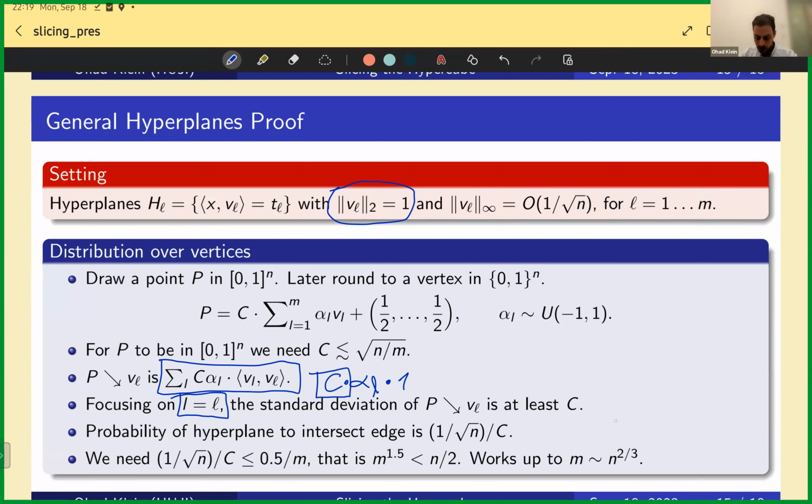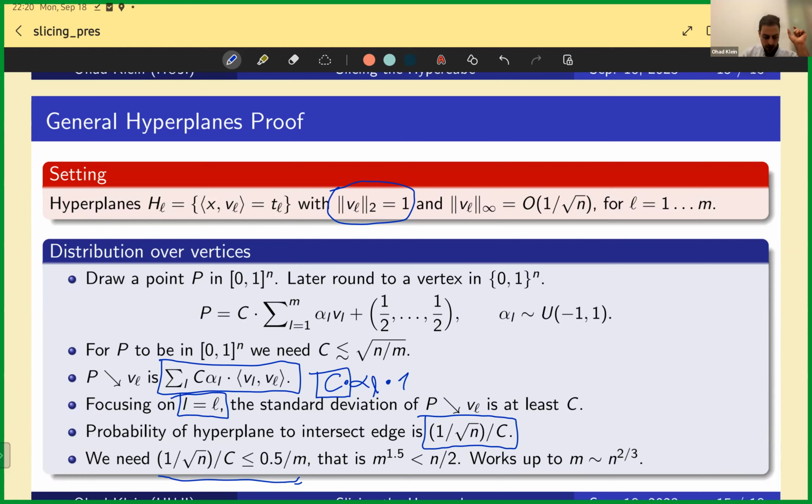And now, because we have this random interval which is of length 1 over square root of n, and it has standard deviation of its location of about C, then the probability that a specific point that corresponds to the hyperplane is contained inside the interval is at most this value, the length of the interval divided by C. And now recall that we wanted this probability that the hyperplane dissects the interval to be at most about 1 over m.